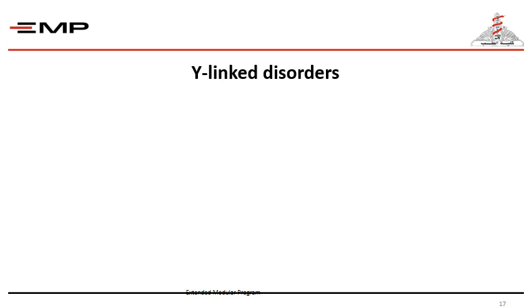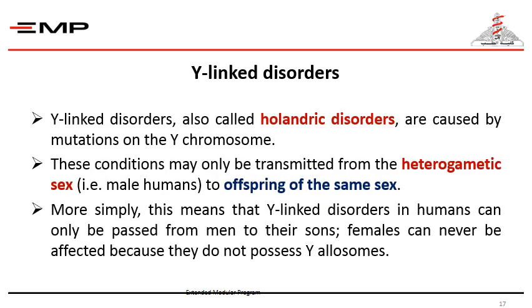The last type of single gene disorders is Y-linked disorders. They are also called holandric disorders. They are caused by mutations on the Y chromosome. These conditions may only be transmitted from the heterogametic sex, that is to say, male humans, to their offspring of the same sex. More simply, this means that Y-linked disorders in humans can only be passed from men to their sons. Females can never be affected because they don't have Y allosomes.